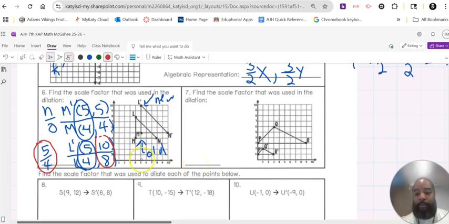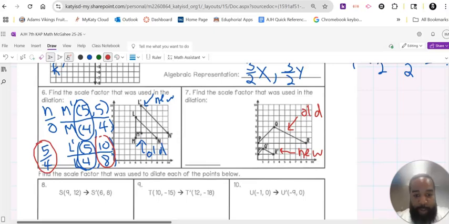All right, so on to number 7. Let's look at this one. Remember, the new has the prime notation, or the little apostrophe. Remember, it's called prime notation though. So the new is the smaller one, right? So that's my new, which means that this bigger triangle is my old or my original.